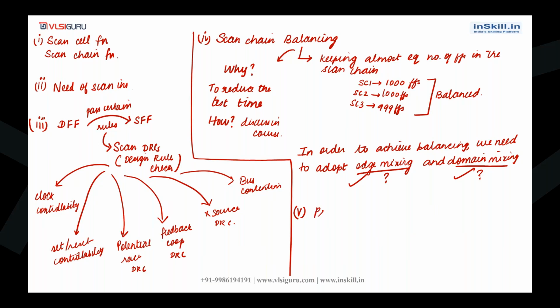Okay, so what are the problems in edge mixing and domain mixing, and what are the solutions? We will try to understand the solutions of those problems, how to overcome them. So that is what we will be understanding next: problems in edge mixing and domain mixing, and what are the solutions. That is the next topic.